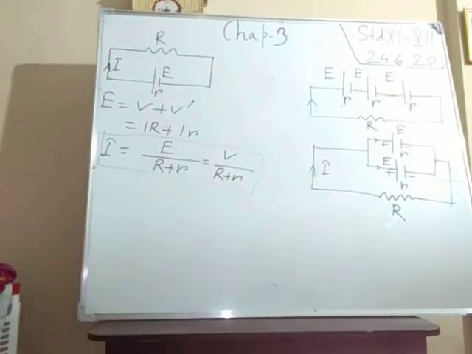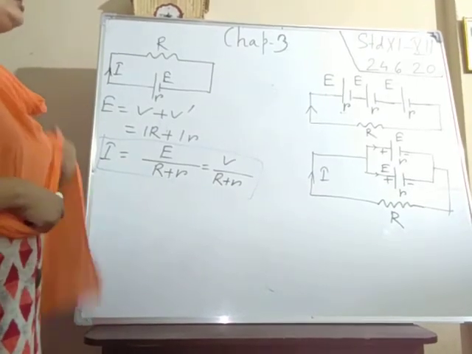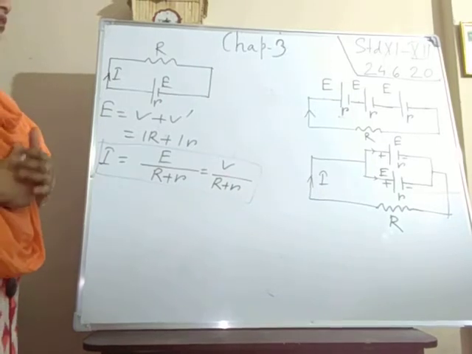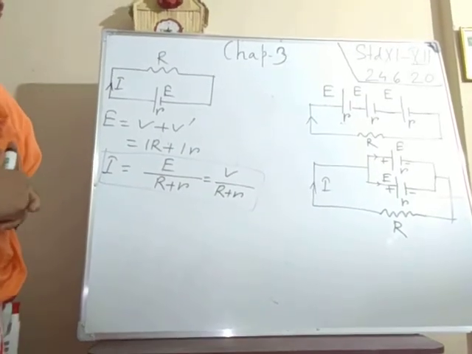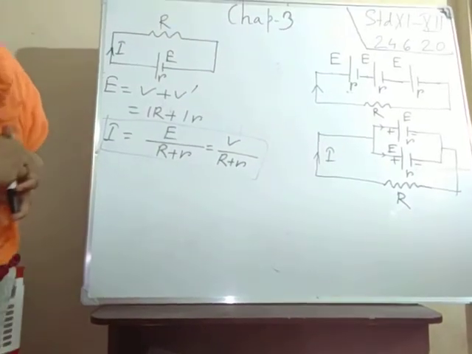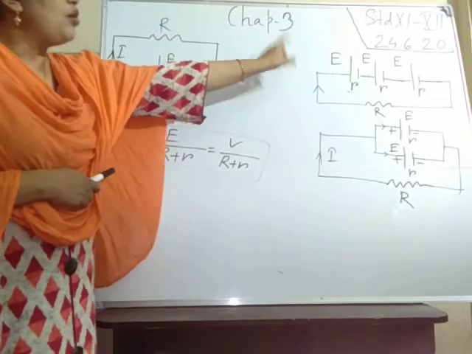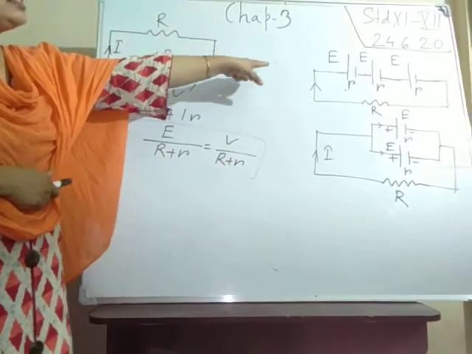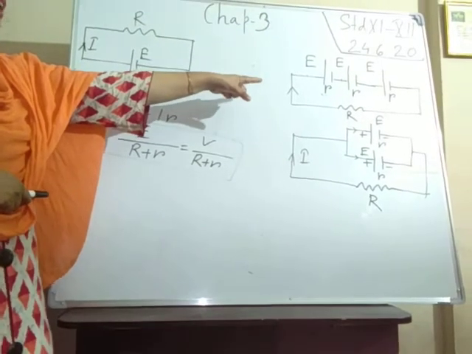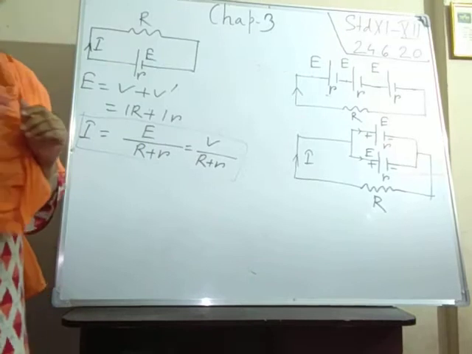Now what I will explain, I have already told you. I will show you how to calculate the equivalent electromotive force if the cells are arranged in series and parallel combination. Look at the figure. Here all the cells having the same strength E and the same internal resistance small r are connected one after another in a series combination.